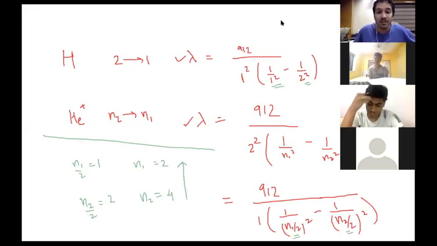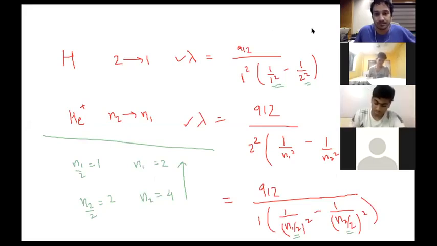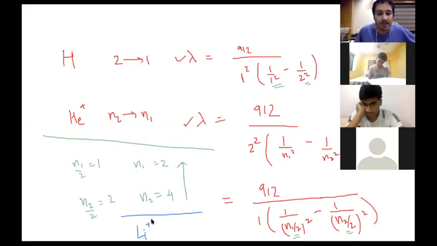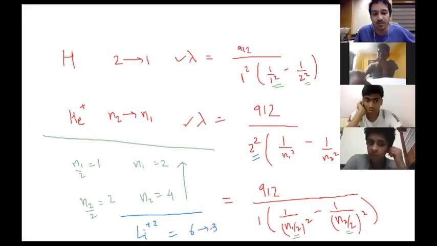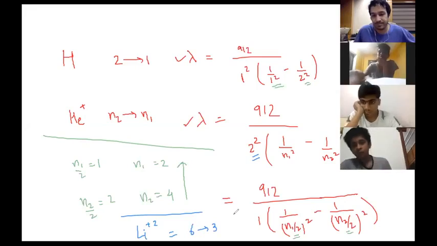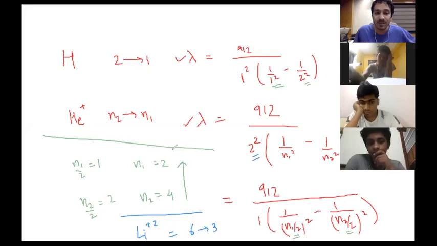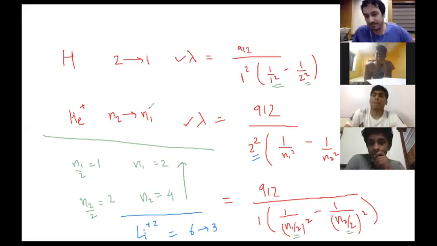And if I were to consider lithium over here, then what transition in lithium would give me the same photon? If I had lithium plus 2 over here, then over here this would be 3 square. This would be 3 square, and then this would be N1 by 3 and N2 by 3. So the transition would be what? 6 to 3. Yes, sir. 6 to 3 would give me the same photon which is emitted in 4 to 2 in helium plus, which is emitted in 2 to 1 of hydrogen.